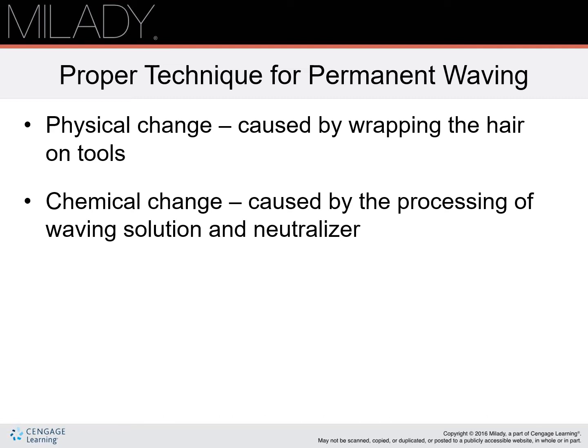So two things are happening. Physical is what you can see, and chemical is what is happening with those products. Physically, we're taking a perm rod, we're rolling the hair, wrapping it, and when that happens, that is a physical change. If I were to take that perm rod out with no product, I'm probably still going to get a curl. That's physical. To make it last, the chemical reaction has to happen.